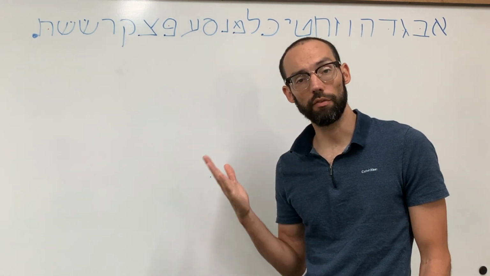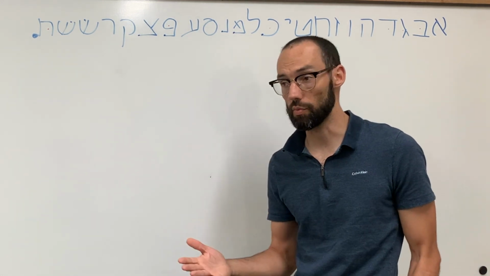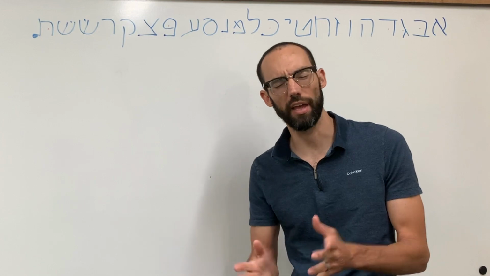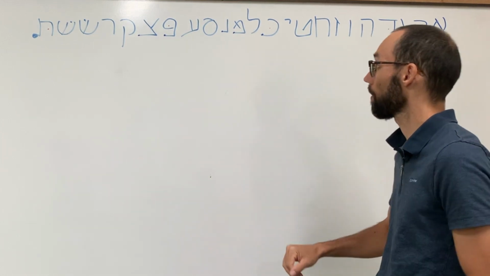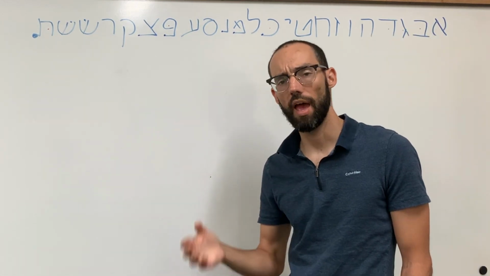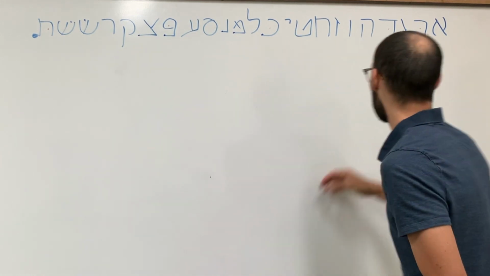So last week we covered about half the alphabet, and this week we'll cover the second half and some special letters once we're done with that. So I'll review the first half and then we'll go through the second half.